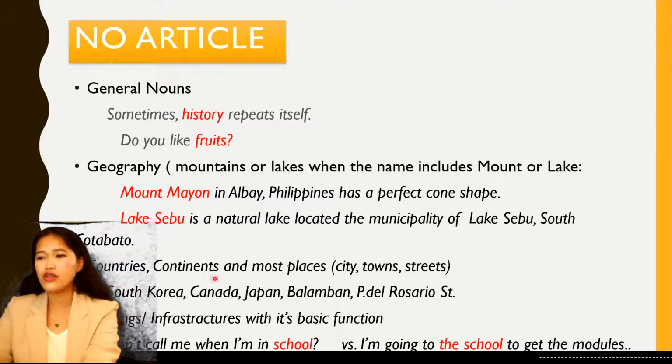Next, countries, continents, and most places. City, town, streets. Just the name. Name of country, continents, most places. Let's say city. We don't use the if we are talking about the name itself. It has a name, right?